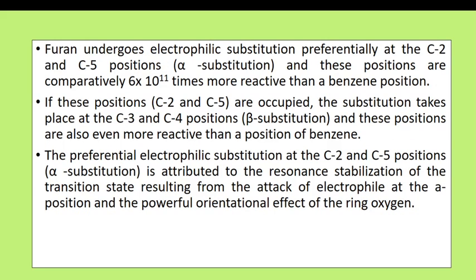Furan undergoes electrophilic substitution reaction preferentially at C2 and C5. In the previous lecture, we have seen that C2 and C5 are alpha and alpha dash positions. That is, furan undergoes electrophilic substitution reactions at the alpha position. So alpha substitutions are possible, and these positions are comparatively 6 into 10^11 times more reactive than a benzene position.